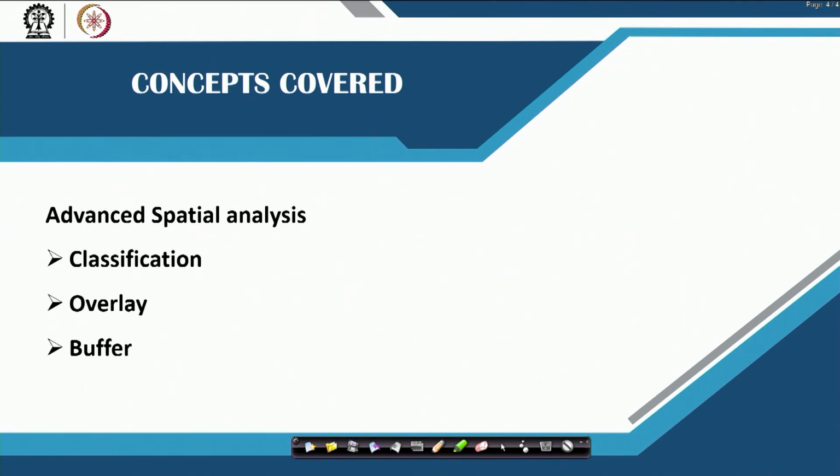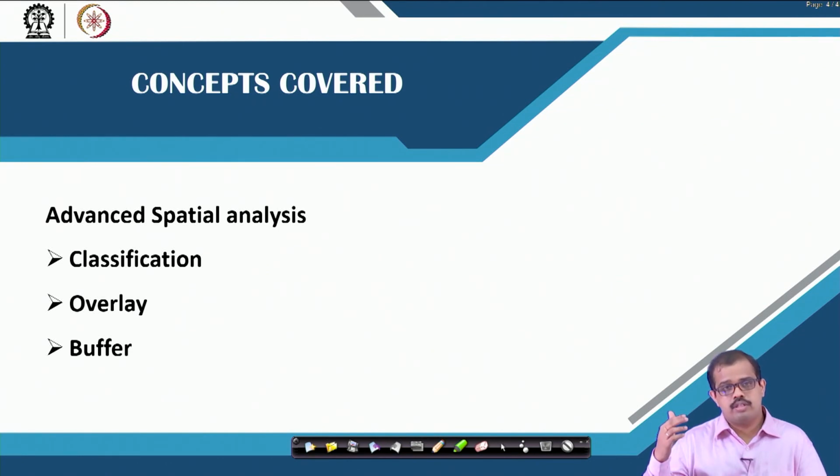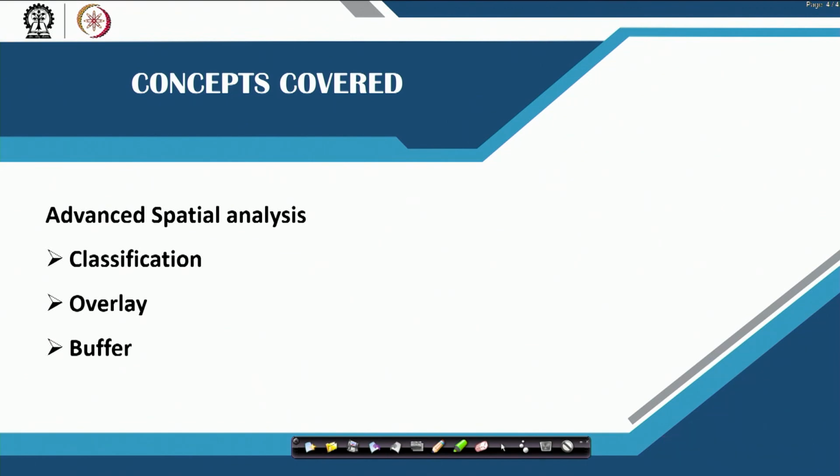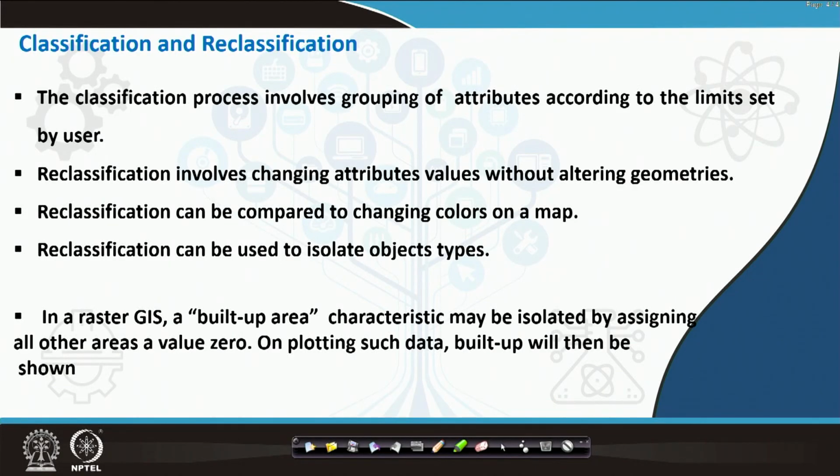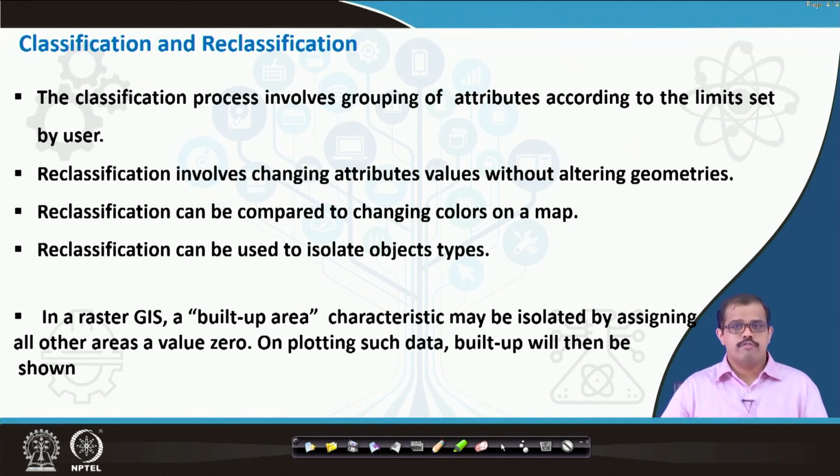Then we look at overlay, we look at buffer. So how do we use buffer? How do we use a function called overlay? We will look at all of these aspects as we go ahead. When we are looking at classification and reclassification, there is a first tool that we will be using. Probably in one of my modules, maybe module 5 or module 4, I spoke about thematic maps.